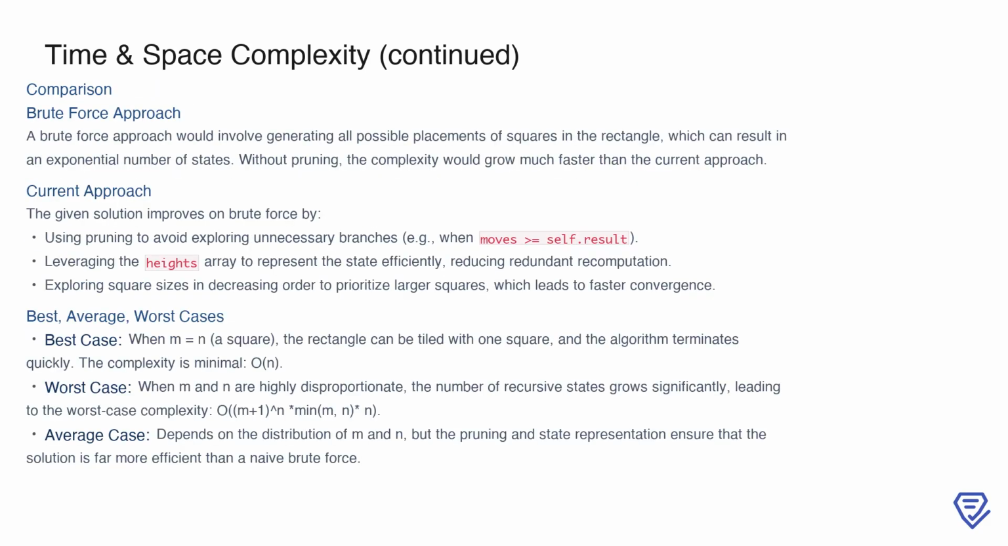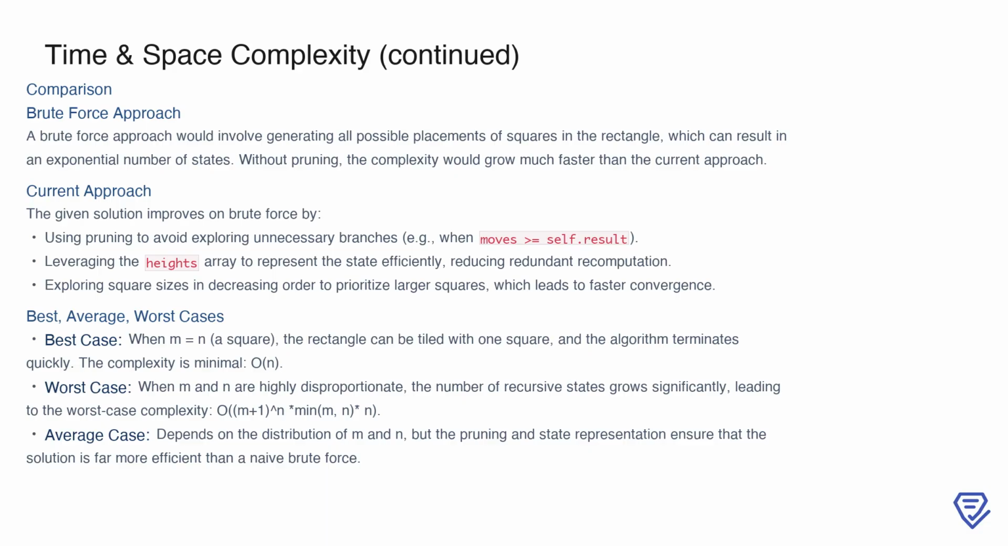Let's compare the current approach to a brute force method. A naive brute force algorithm would generate all possible placements of squares in the rectangle, leading to an exponential number of states and making the solution computationally infeasible. However, the current approach optimizes this by incorporating several key techniques. First, pruning ensures that unnecessary branches are not explored. For example, when the number of moves already exceeds the current best result. Second, the use of the heights array allows the algorithm to efficiently represent the state and avoid redundant recomputation. Third, exploring square sizes in decreasing order prioritizes larger squares, which often leads to faster convergence.